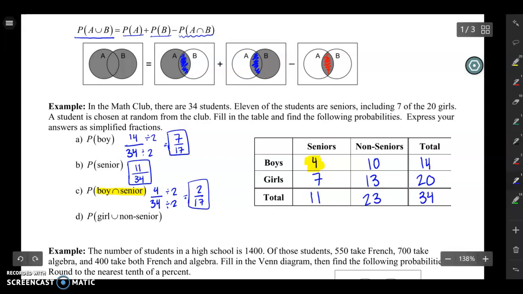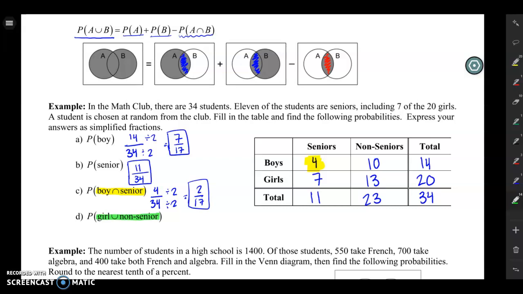All right, I'm going to switch colors in my highlighter to do the next one for us. So the next one we're doing is girl union senior, which means here I want to know if I choose a random person, what's the likelihood that it's a girl, or she's a non-senior, or she's a non-senior who's also a girl. So I'm going to come back to my table and I'm just going to highlight everyone that would be part of this category.